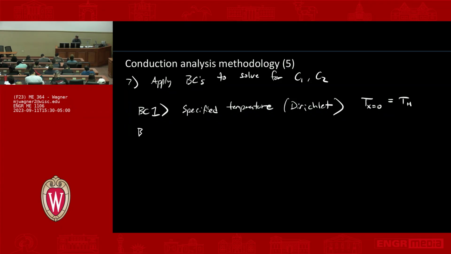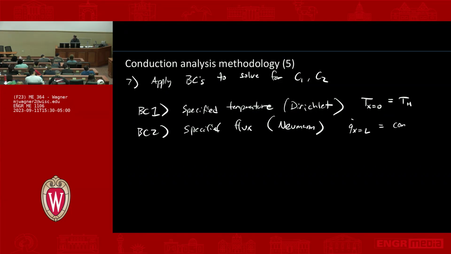Boundary condition type 2 is a specified flux. The fancy name for this is Neumann, N-E-U-M-A-N-N. This is where you say, let's say Q dot at x equals L, for example, is equal to some constant. So you're specifying the flux or the heat transfer rate at the boundary. It's a different type of thing. You're no longer doing it in terms of temperature, it's in terms of a flux.